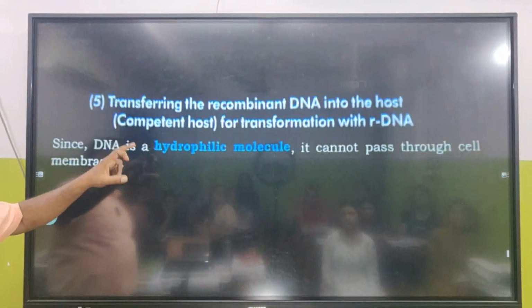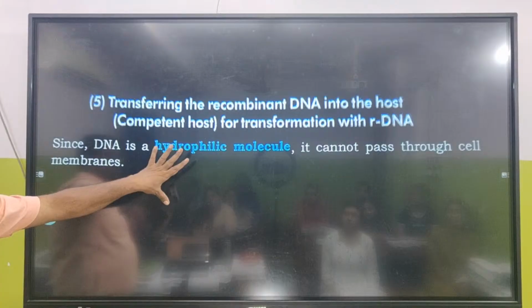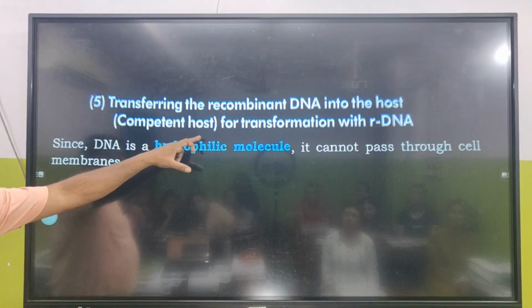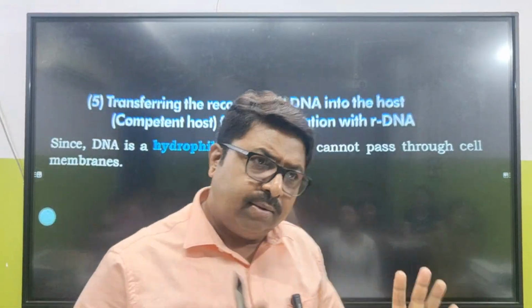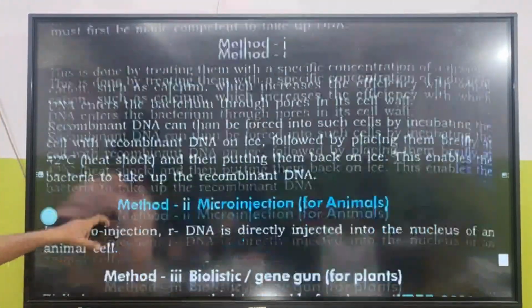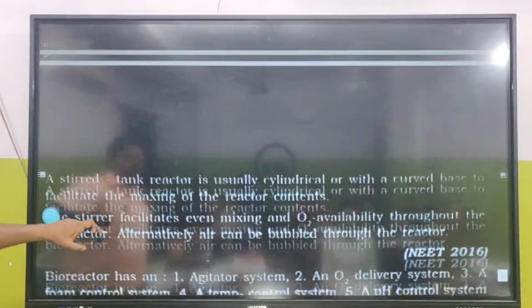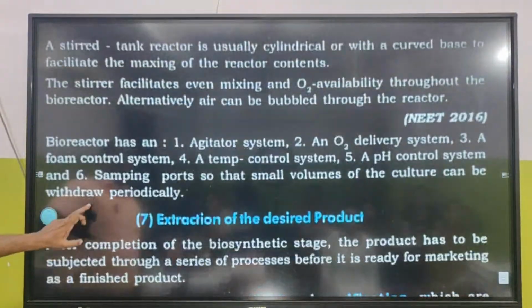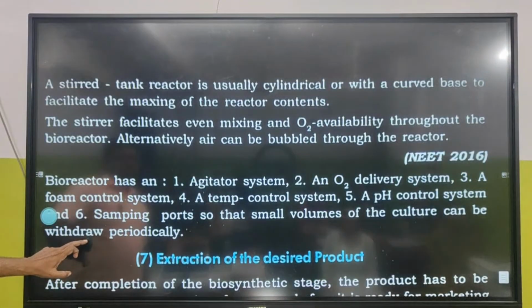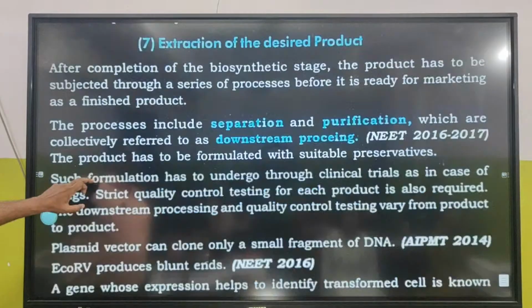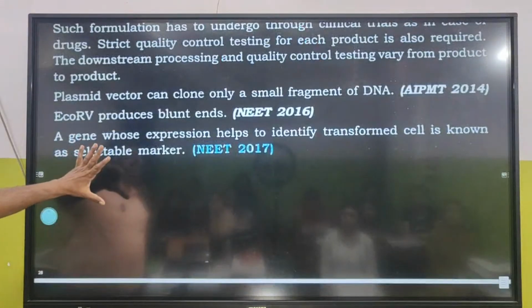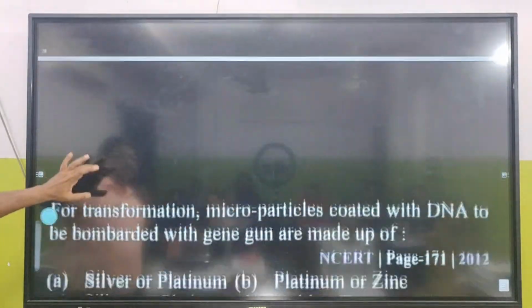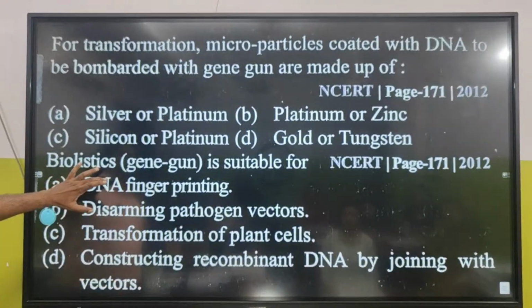So we have talked about all this. Let us solve some questions. Transferring the recombinant DNA into the host, we have done it. Last day we talked about that, divalent cation. So this we have already done. Let us start solving some of the questions. Extraction of the desired product, we have done it: downstream processing, how to get the finished product.